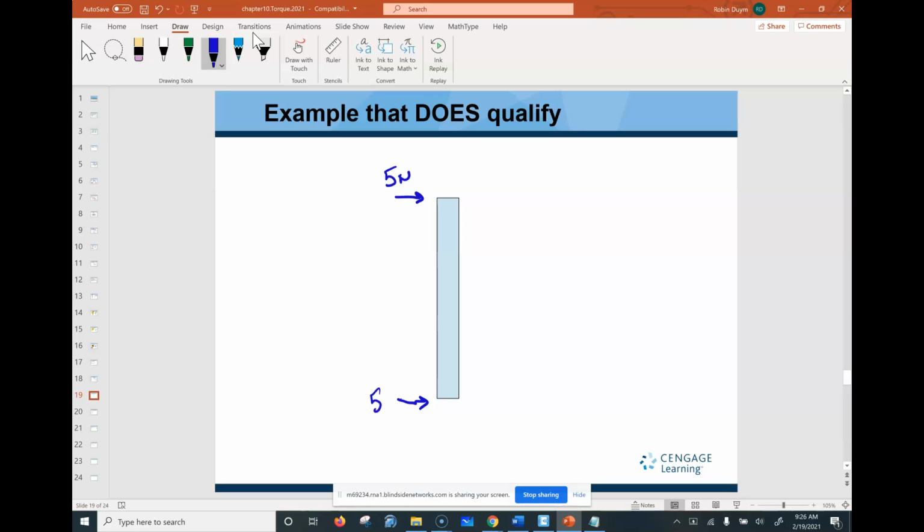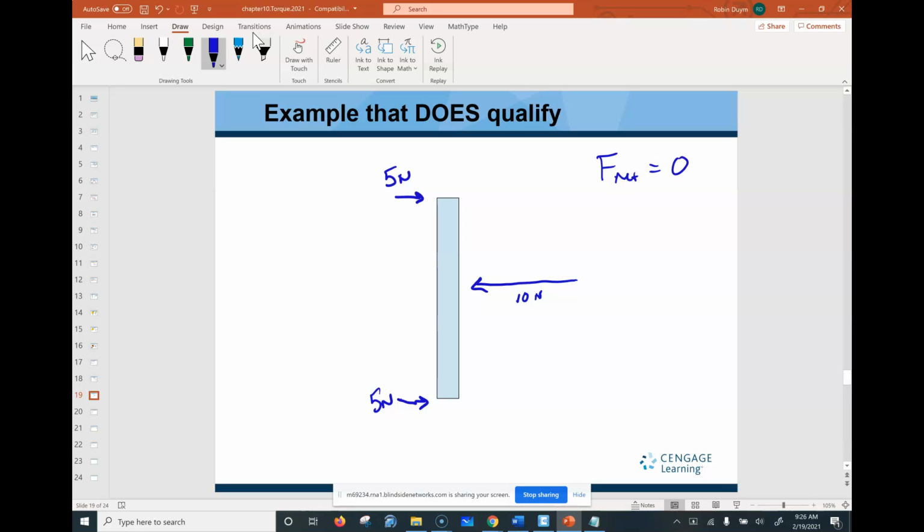Okay, so here's an example. We get a 5 newton force here, a 5 newton force here, and then a 10 newton force here. If you look at this, you can see that the forces to the right are going to balance out your forces to your left. So our net force equals 0.